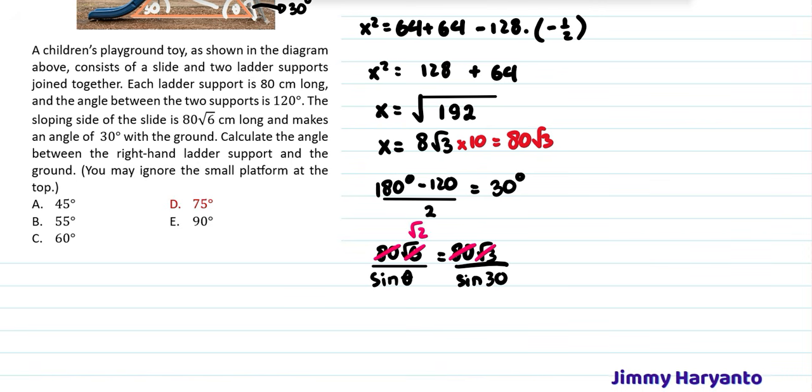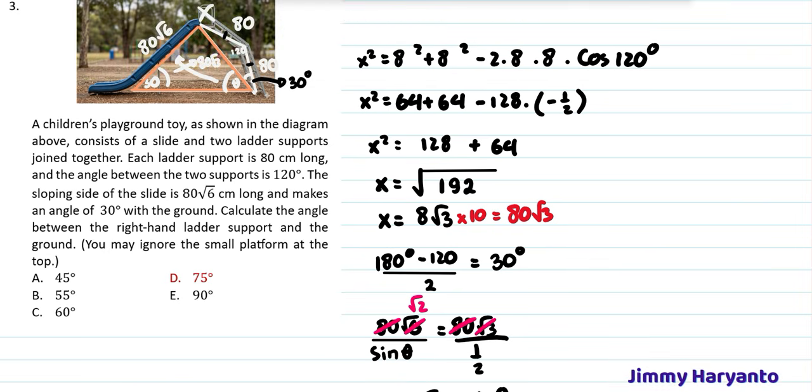And then sine 30 is half. This one is half. You cross multiply. You'll have half square root of 2 equals to sine theta. So the theta will be 45 degree. That means this one is 45 degree. The question wants you to find this one. The total will be 75 degree.